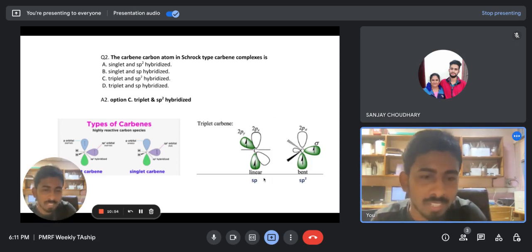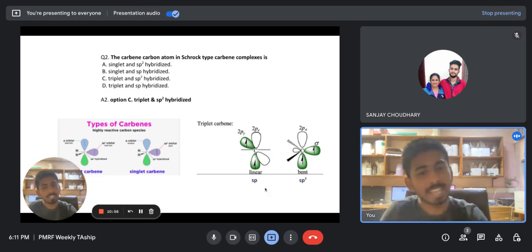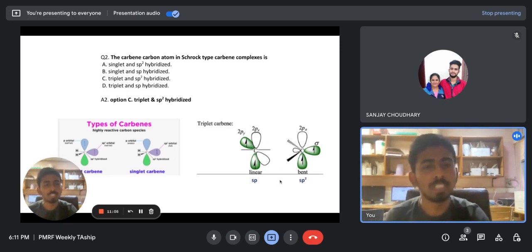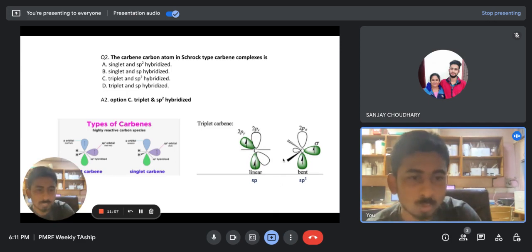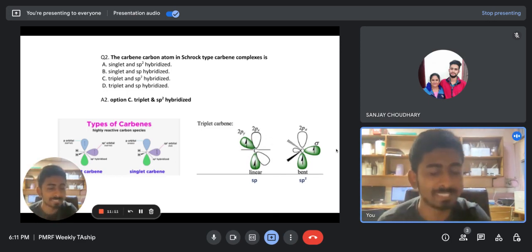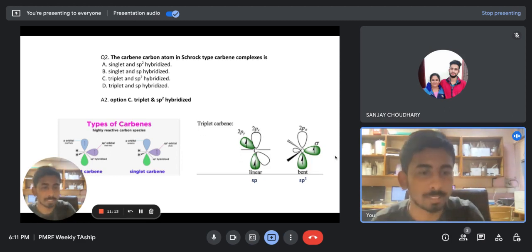In the majority of cases, this is sp2 hybridized, but it can be sp hybridized also, based on the orientation of the substituent groups. And depending upon that, it will depend on whether the 2px or 2py will contain these two electrons, or the 2p pi and sigma will contain these two electrons.